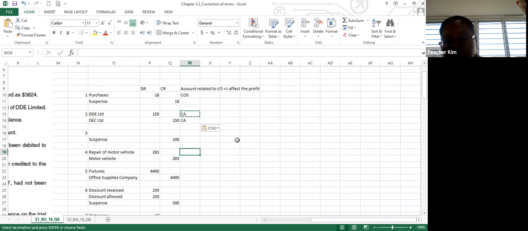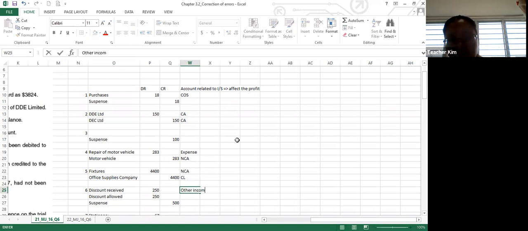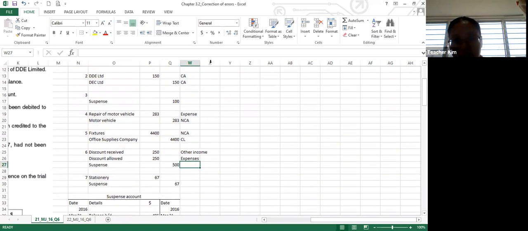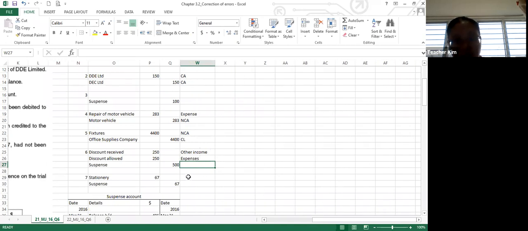Repair of the motor vehicle. This is an expense account. Motor vehicle is a non-current asset. Furniture is a non-current asset. This one is a current liability. Discount received, this is other income. And this one is an expense. Stationery is an expense. Suspense is a temporary account.